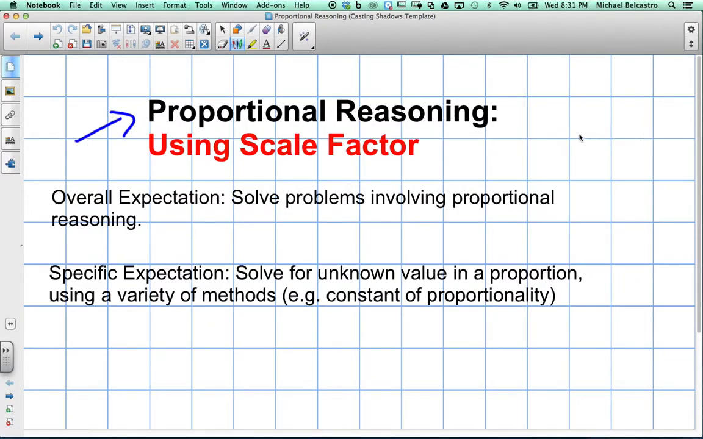We're going to be looking at proportional reasoning, and the method we're going to use to solve this question is a scale factor. It's also known a lot as constant of proportionality. Both of those are interchangeable. The overall expectation is solve problems involving proportional reasoning, and the specific expectation is to solve for an unknown value in a proportion using a variety of methods.